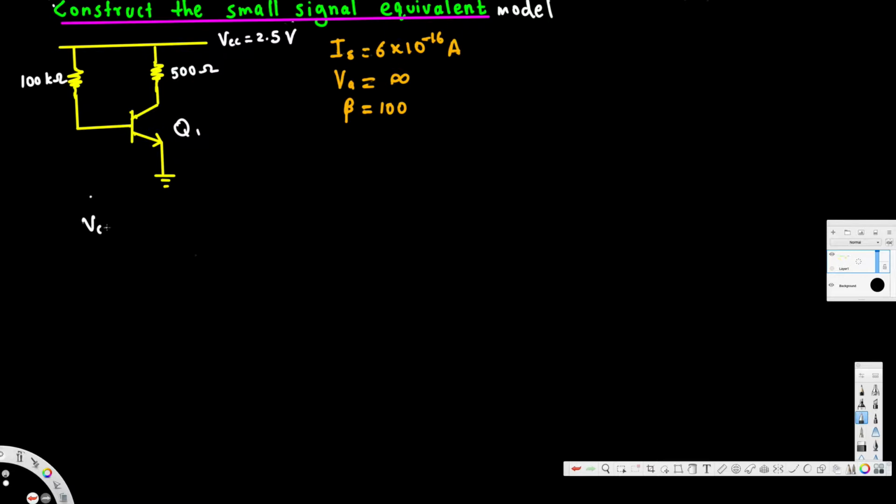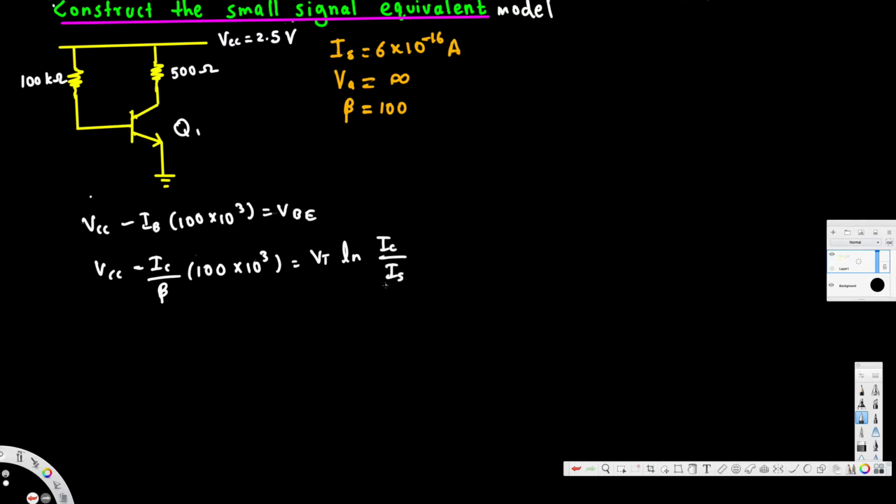To calculate IC, first I start with this equation: VCC minus IB times RB. Here RB is 100k ohm, so I put 100 times 10 to the power of 3, and VBE. There are two equations we have to know. Here our purpose is to find IC, because IB is not necessarily known. IB can be replaced with IC over beta, and VBE can be replaced with VT times ln of IC over IS. Now we have all the other values except IC.